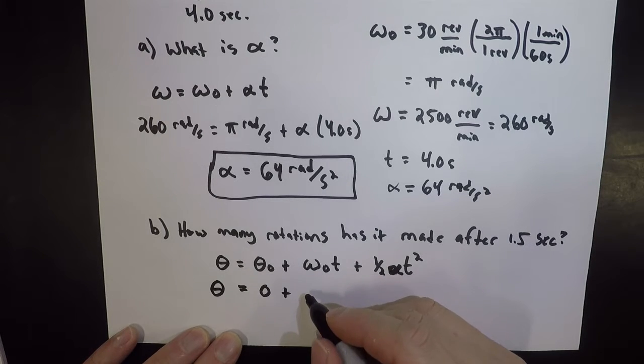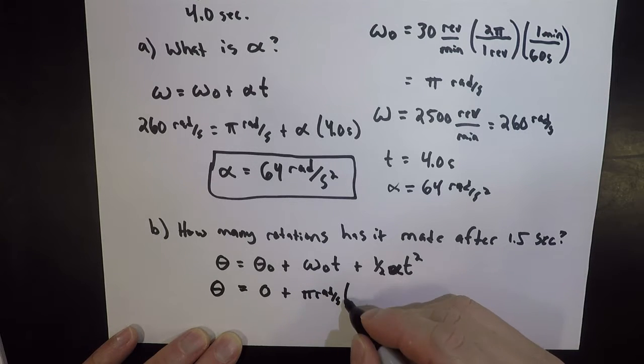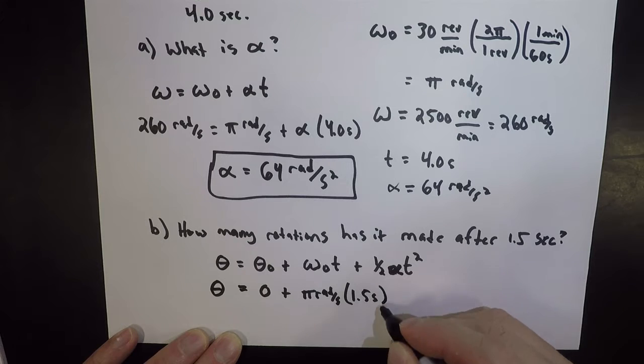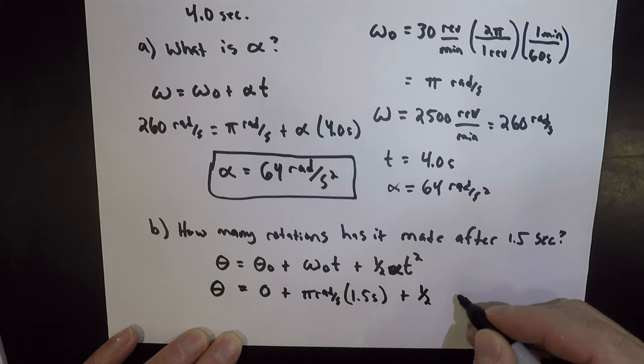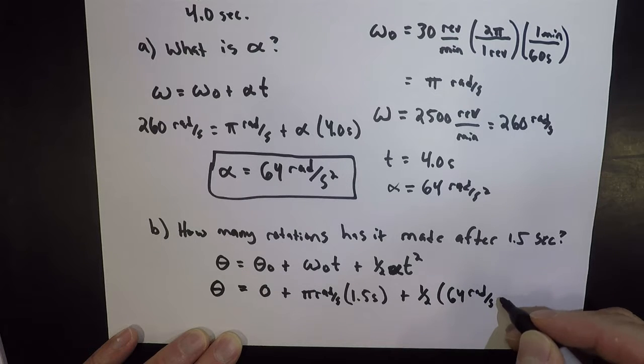So my initial angular speed was pi radians per second. We're going to rotate for 1.5 seconds. We already found our angular acceleration was 64 radians per second squared.